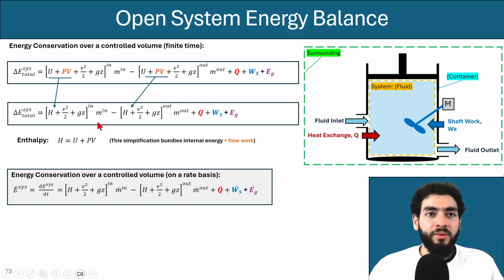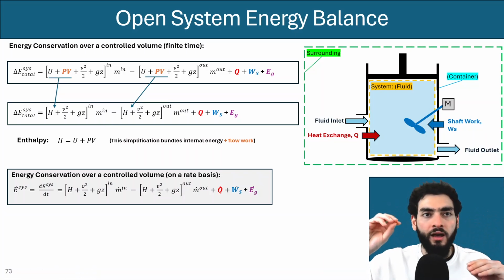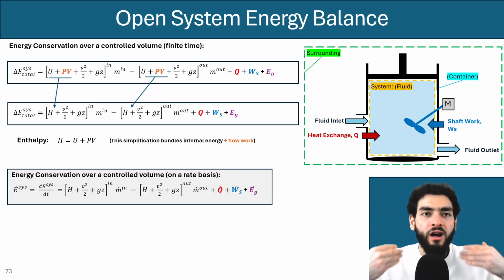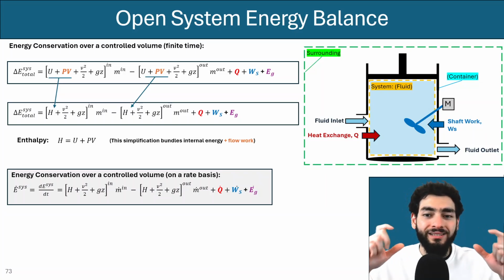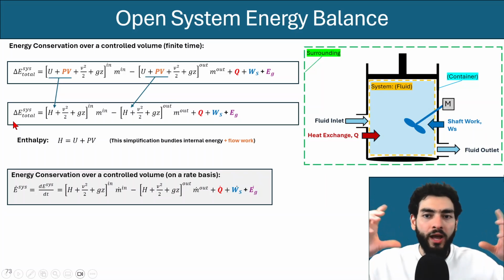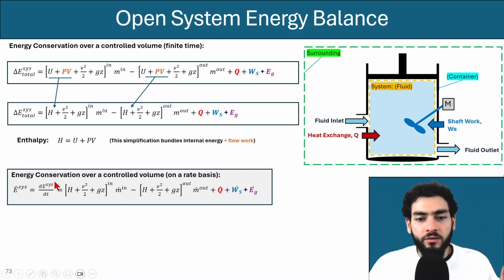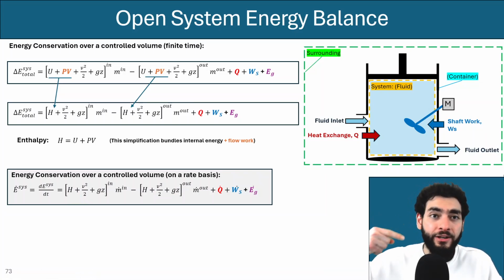Now, this energy balance equation we looked at in terms of a change in energy over a finite time. But you'll find that we are more interested in expressing it on a rate basis. So instead of finding the change in the total energy, let's say in 1 or 2 hours, we want to find it on a rate basis. So that just means that we take the derivative. Essentially, we keep the derivative of the energy of the system with respect to time, and that will give us the rate of change of energy of the system.